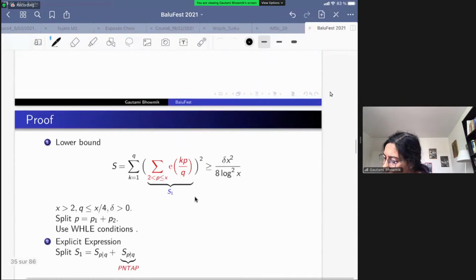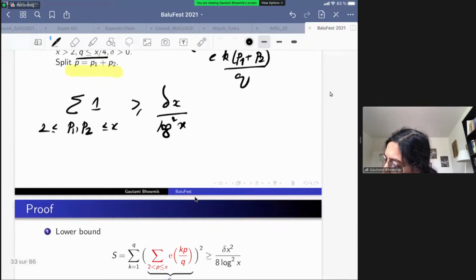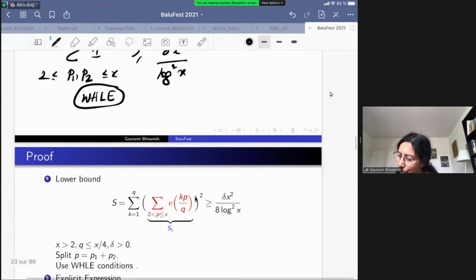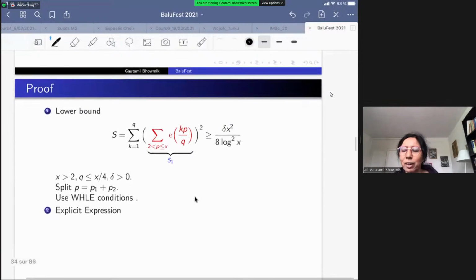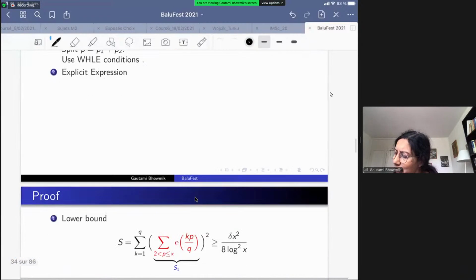So here I have used the weakened Hardy-Littlewood conjecture with exceptions. Otherwise, you cannot get this in our proof. I don't say that otherwise you cannot get it. I don't know. Okay. Then we get an explicit expansion.